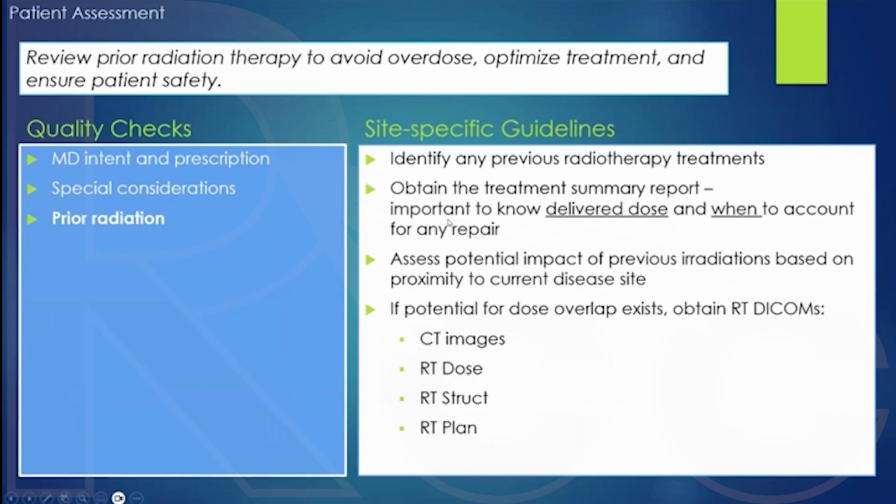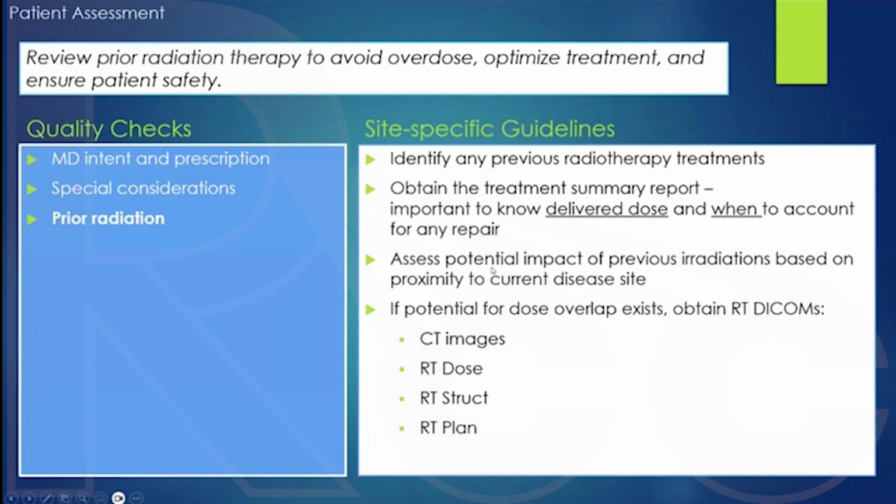And what about prior radiation? So this really needs to be considered so that we can avoid an overdose, so that we can optimize the treatment of the current plan and to ensure patient safety. Up front, it's important to know if the patient's had any prior radiation therapy treatments, and then to obtain the treatment summary report from the prior RT in order to know the delivered dose and when that dose was delivered in order to account for any healthy tissue repair. And we'll touch a bit more on that later.